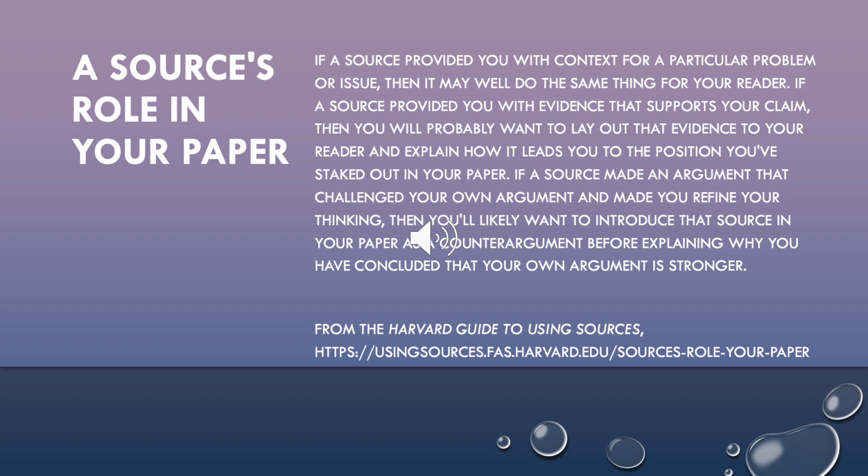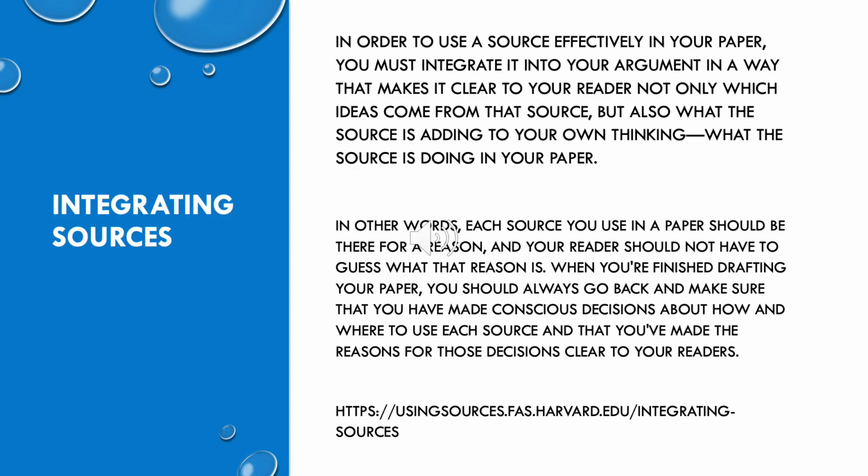If a source made an argument that made you think about your own position, and made you refine your position, then you may want to use that source to provide a counterpoint for what you're saying. Of course, in that case, you must ultimately suggest why you're thinking your position is the better one. In order to use a source effectively, you must integrate it into your argument in a way that makes it clear to your reader that your ideas came from that source, but that source is also adding to your own thinking. In other words, you're explaining what the source is doing in your paper. Each source you use in a paper has to be there for a reason. It has to have a specific purpose, and you should make it plain to your audience.